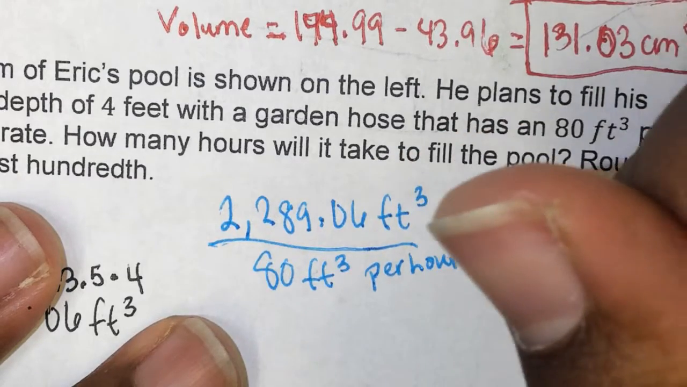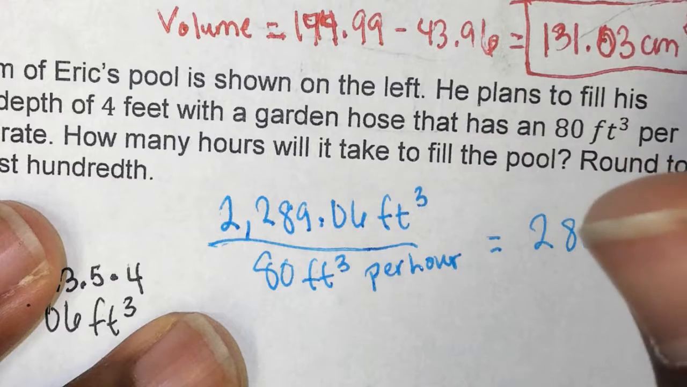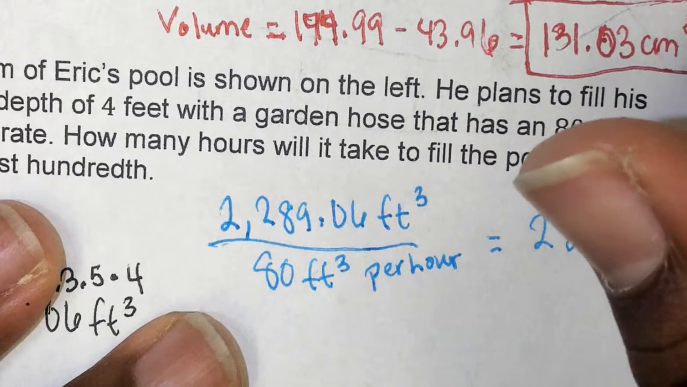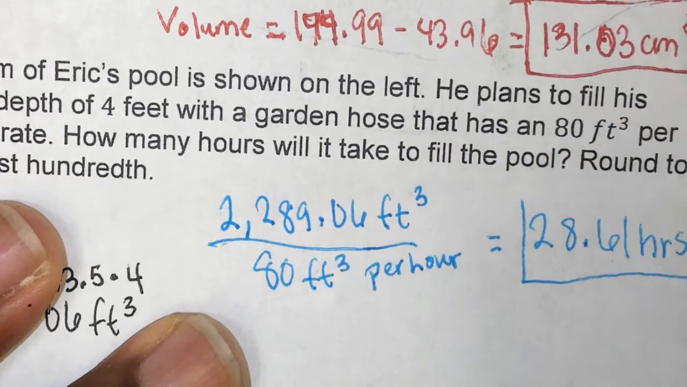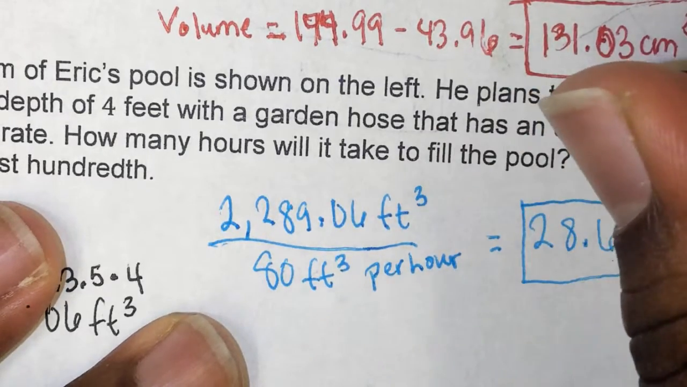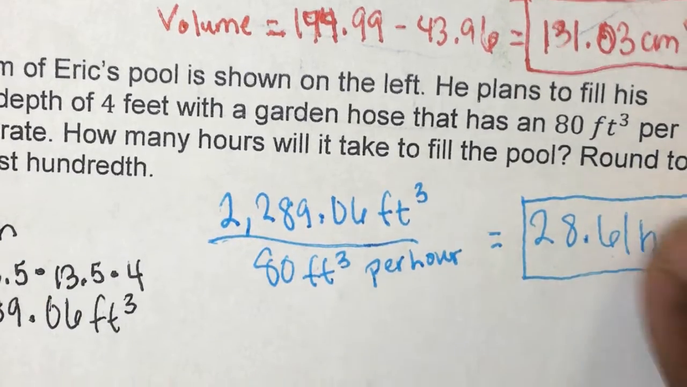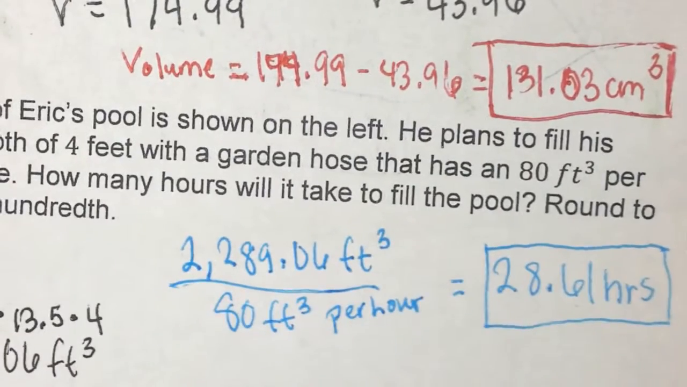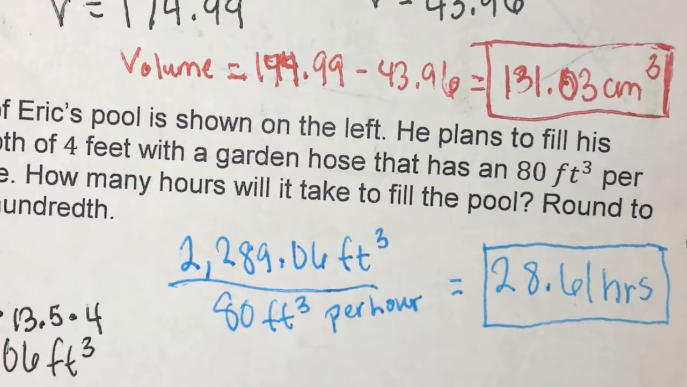Which the query said was 28.61. We're going to leave it as a decimal. I'm not about to convert that decimal to hours. We ain't got that kind of time on our hands. All right, and I mean, convert that decimal to minutes. So almost 29 hours, or 28 and a half hours.